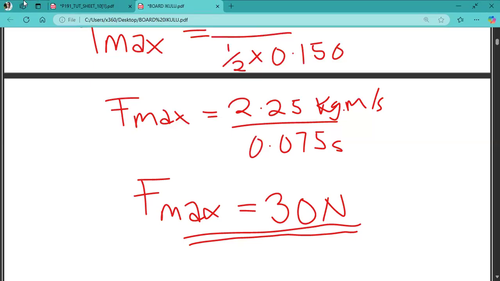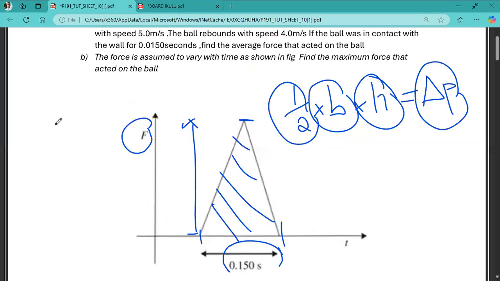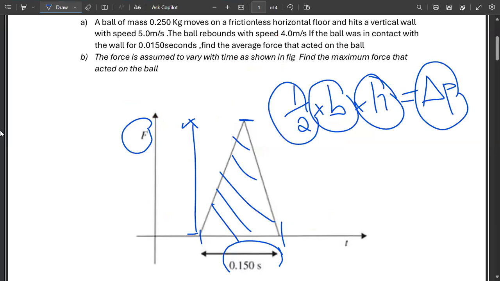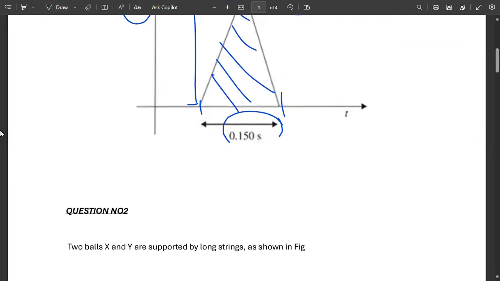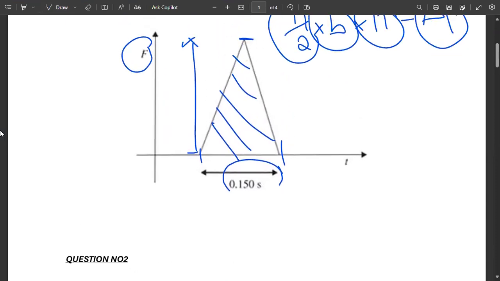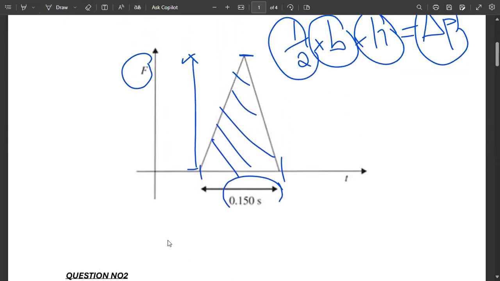Okay, so that is the end of question 1. I've calculated both part A and part B. And the next one is question 2. So let's quickly look at the next question.